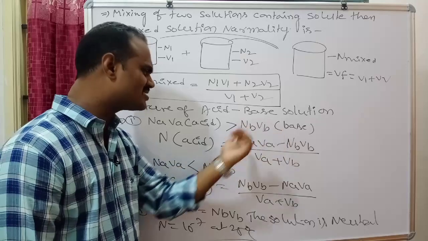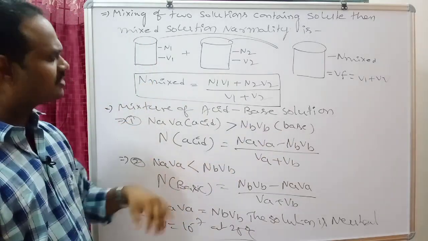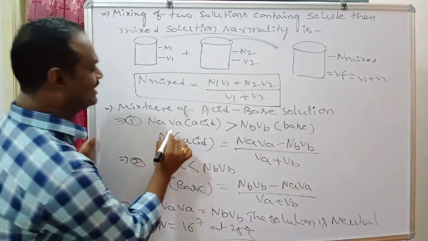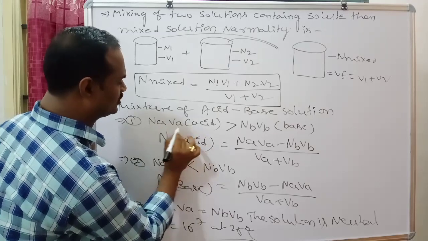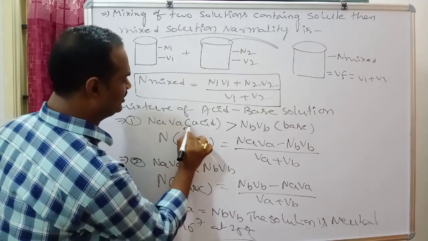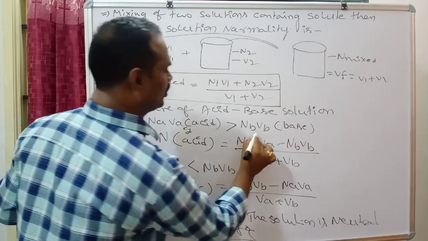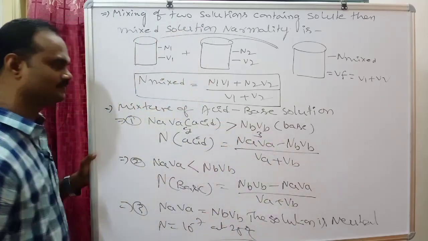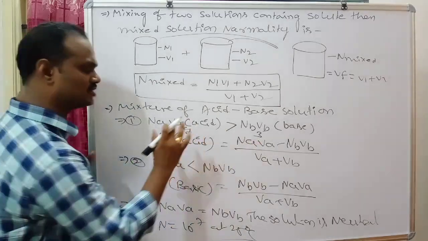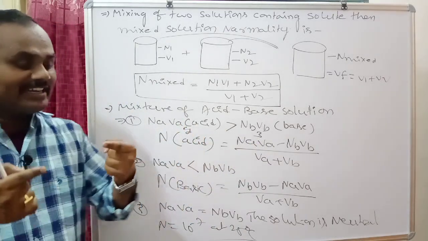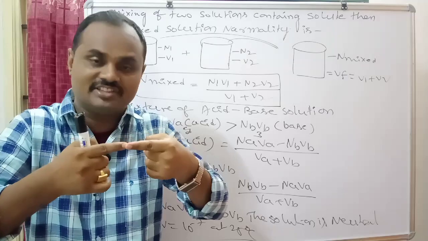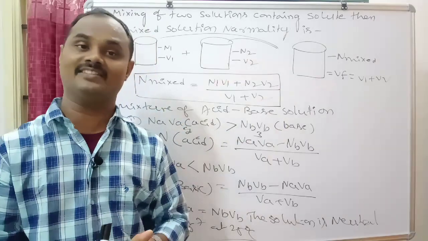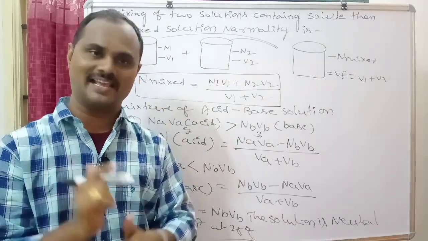So acid is more, base is less. Why is the final solution acidic? Suppose the gram equivalents of this product is 5, and the gram equivalents of this one is less, 3. What will happen? This is 3, this is 5. Carefully see, acid and base always react with each other and form salt and water. This process we call neutralization.